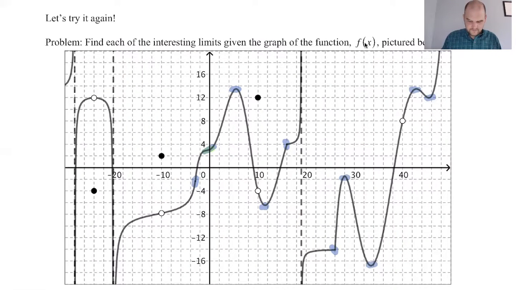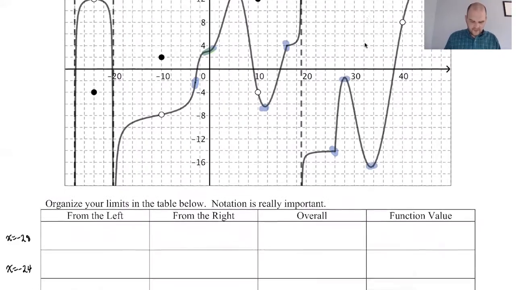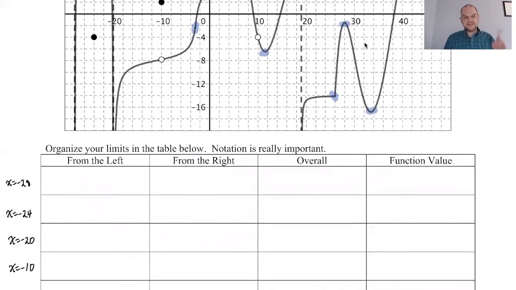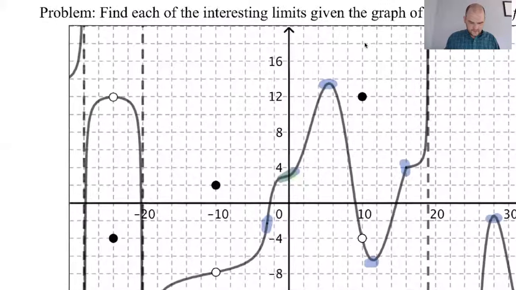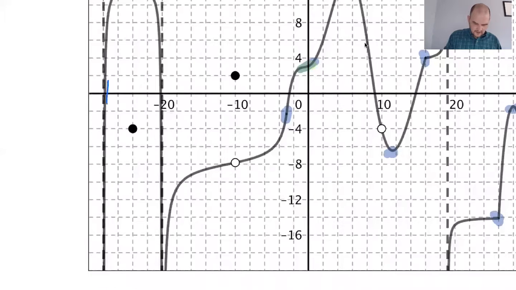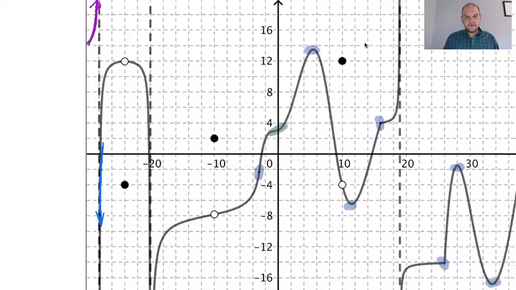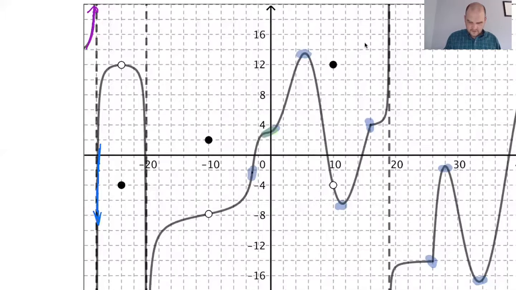So now let's do our limits. The first actually interesting point moving from left to right is negative 28. So negative 28 is this first vertical asymptote on the far left. And you can see that as you approach from the left, you're going to go to infinity. As you approach from the right, look at this, you're definitely going to negative infinity. So I'm going to fill in both of those.